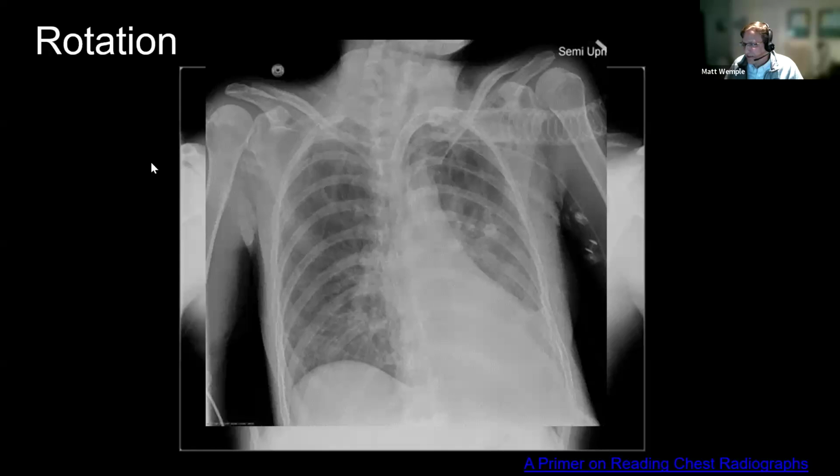Now compare that to this patient, where here are his spinous processes. It's actually kind of hard to see the trachea in this one, but I would say it's where the tracheostomy tube is. So this is where the tracheostomy tube is, and you can see that the tracheostomy tube is not directly in front of these spinous processes. And this clavicle head is right above the trachea. This one's farther away, so this patient is definitely rotated.